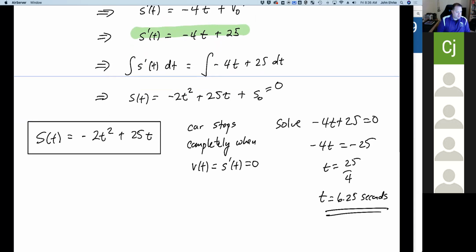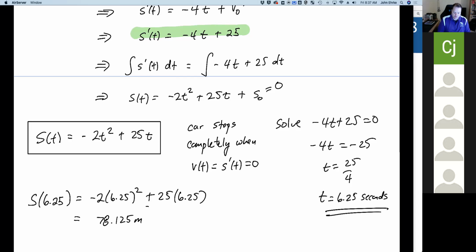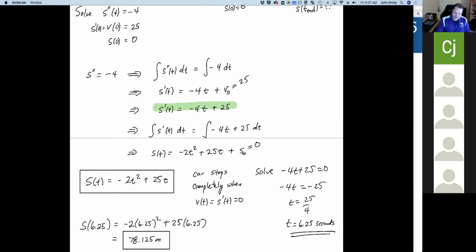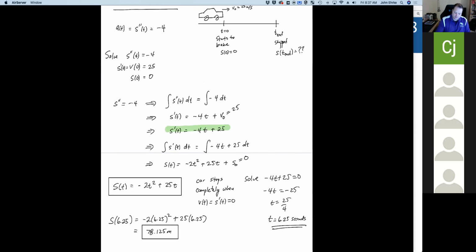Okay, so what is my position 6 1/4 seconds later? That's what we need to find. So what is the position at that point? So -2 times 6.25 squared plus 25 times 6.25. It turns out the position will be 78.125 meters. So the car has traveled a distance of 78 meters and change and stopped in 6 1/4 seconds.